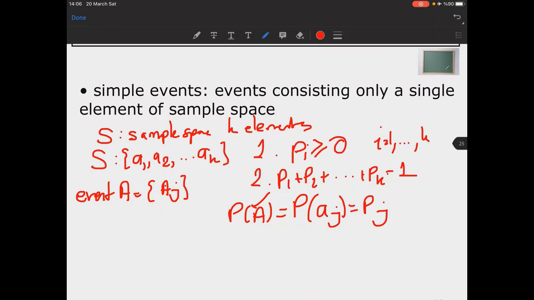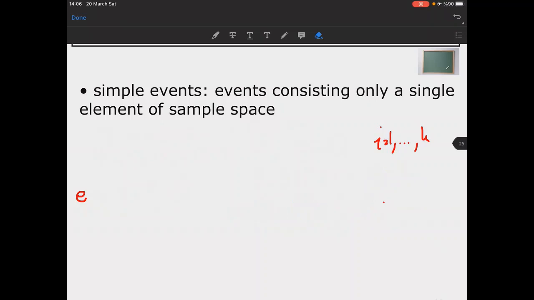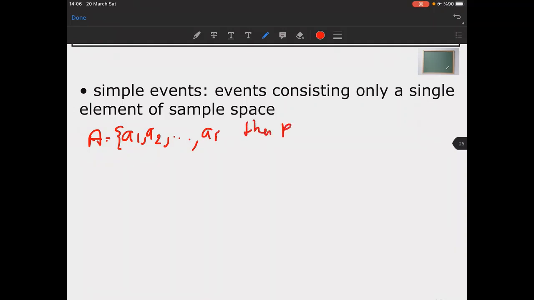That's the idea. So suppose that, let me just clear here, if an event is like this, A1, A2 to AR, then the probability of that event will be the addition of all those probabilities, so it's P1 plus P2 up to PR. That's the idea.